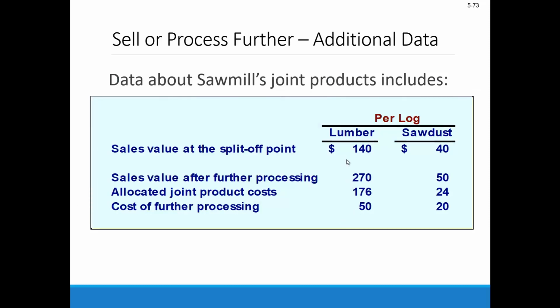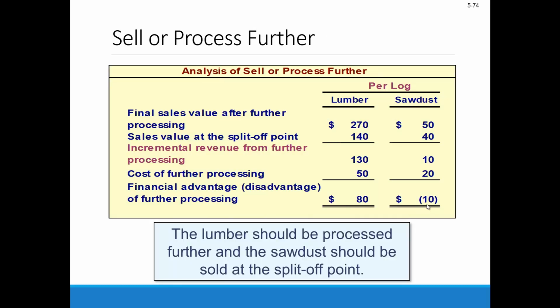Here's some data about Sawmill's joint products. So the sales value at split-off of the lumber is $140. That's the unfinished lumber. The sawdust is $40. After further processing, we can sell the finished lumber for $270 and the Presto logs for $50. Here's some allocated joint product cost of $176 on the lumber and $24 on the sawdust. And then the cost of the further processing to go from unfinished to finished lumber is $50. And to go from sawdust to Presto logs is $20. So we're going to try to decide, should we sell or process this stuff further?